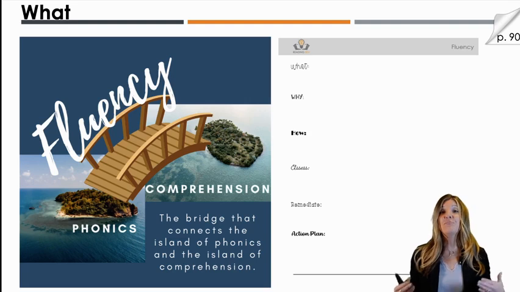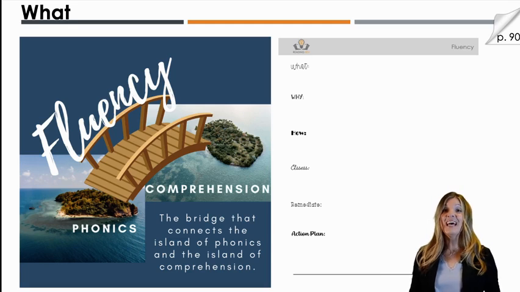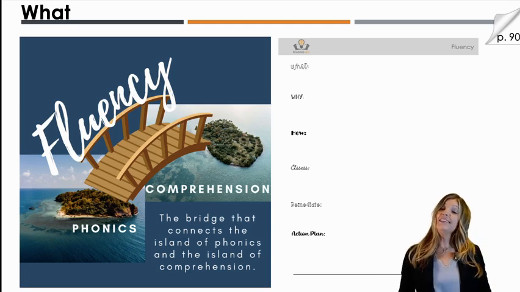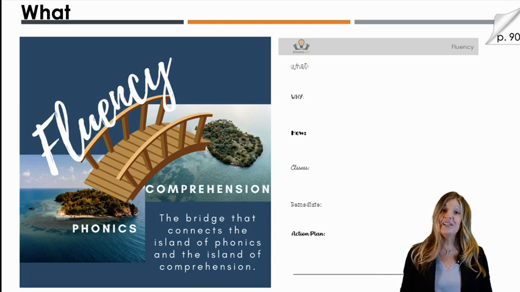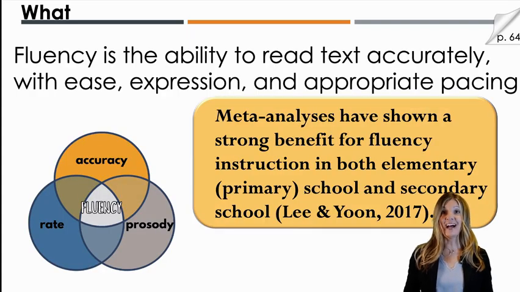If students are laboriously decoding word by word, by the time they get to the end of a sentence, or especially the end of a paragraph, their comprehension suffers. They need to have accurate, fluent reading in order for that comprehension to take place. So we're going to go through exactly the same way that we've done with the other skills, and we're going to talk about what fluency is, why it's important, how we teach it, how we assess it, how we remediate it, and action plans that you might need to take in your class.